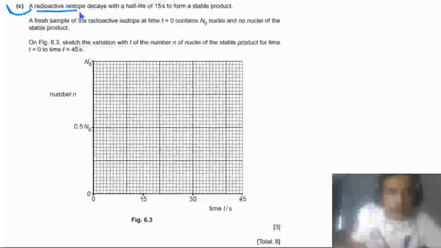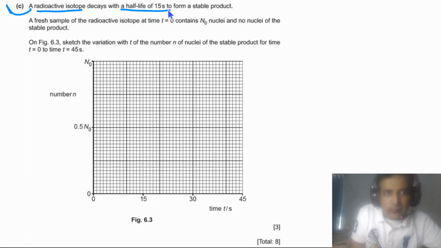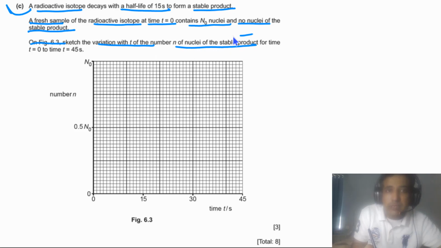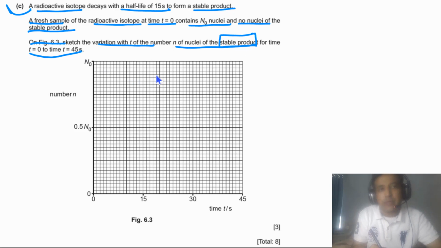Part C says a radioactive isotope decays with a half-life of 15 seconds to form a stable product. A fresh sample of the radioactive isotope with time t equal to 0 contains N naught nuclei and no nuclei of the stable product. On figure 6.3, sketch the variation with time t of the number N of nuclei of the stable product for time t equal to 0 to t equal to 45 seconds. Half-life is given to us, that is equal to 15 seconds, and we need to sketch from t equal to 0 to t equal to 45 seconds.